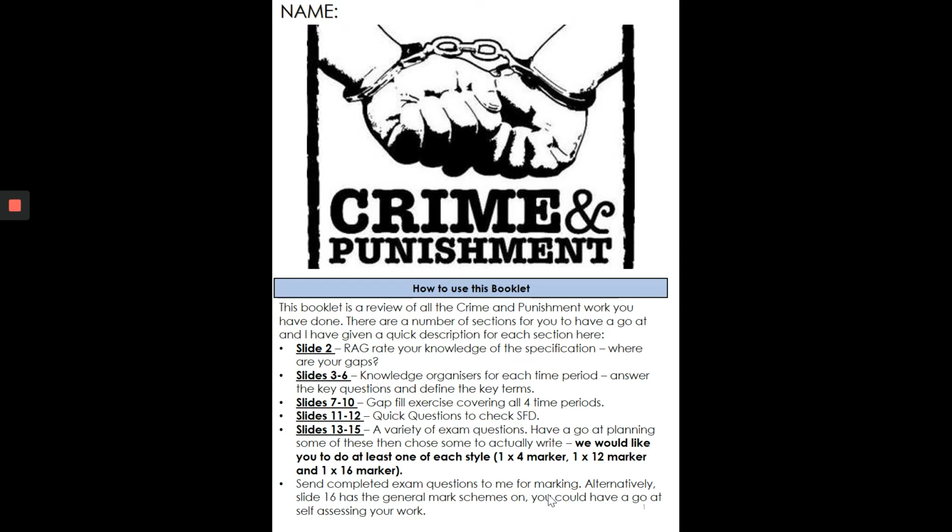Alternatively, on slide 16, we have put the general mark schemes. You can have a go at self-assessing your work. Some of you are getting fantastic at doing this, so give it another go. So we'll start at the beginning.